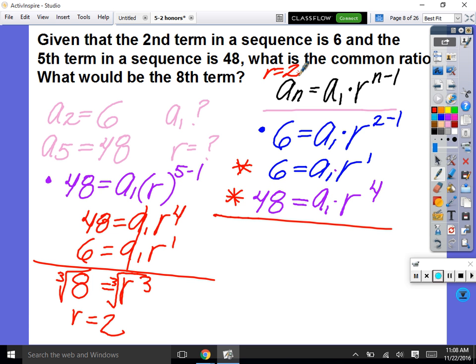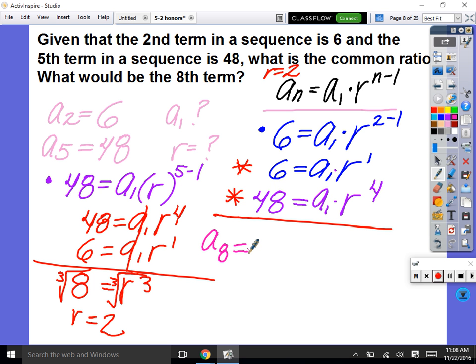So we could just use the formula now, right? A sub 8. Well, we need the first, like, you get what I'm saying? The explicit formula allows us to find any term in a sequence, correct? So let's use that now. Let's answer the second question. So we want a sub 8, which will be equal to a sub 1. We need the first term.